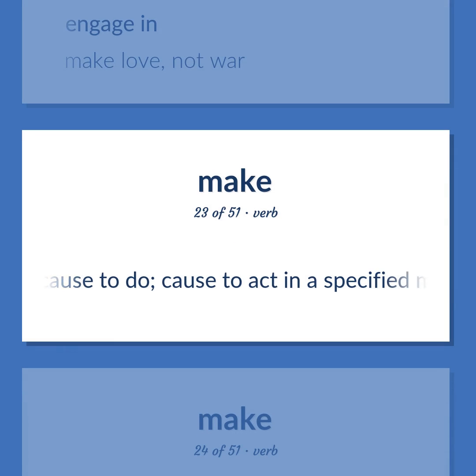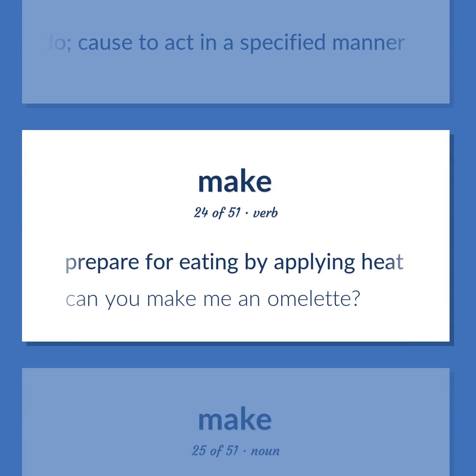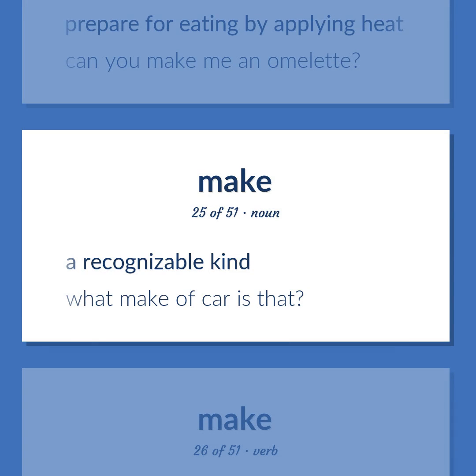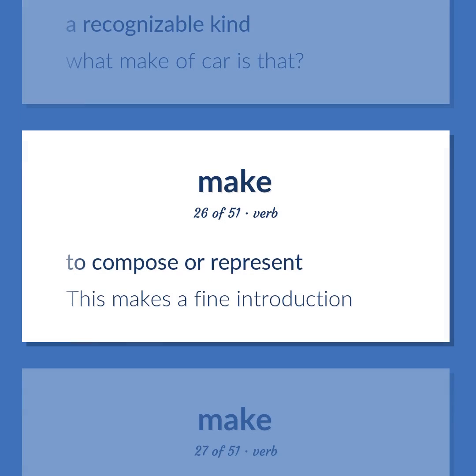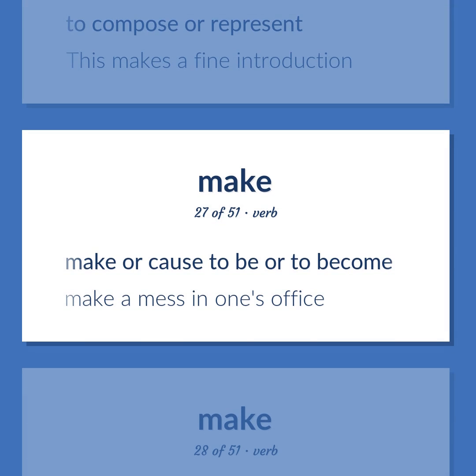Cause to do. Cause to act in a specified manner. Prepare for eating by applying heat. Can you make me an omelet? A recognizable kind. What make of car is that? To compose or represent. This makes a fine introduction. Make or cause to be or to become. Make a mess in one's office.